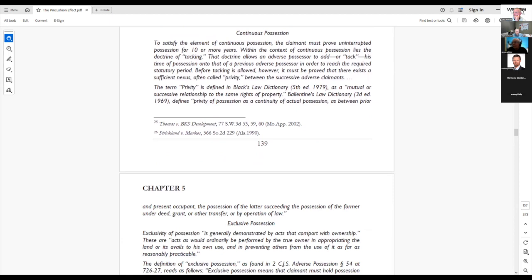Before tacking is allowed, however, it must be proved that there exists a sufficient nexus, often called a privity, between the successive adverse claimants. This term privity is defined in Black's Law Dictionary as a mutual or successive relationship to the same rights of the property. Ballantyne's Law Dictionary defines privity of possession as a continuity of actual possession as between prior and present occupant and the possessor of the later, succeeding the possession of the former under deed, grant, or other transfer or operation of law. So biggest thing is it's got to be continuous.